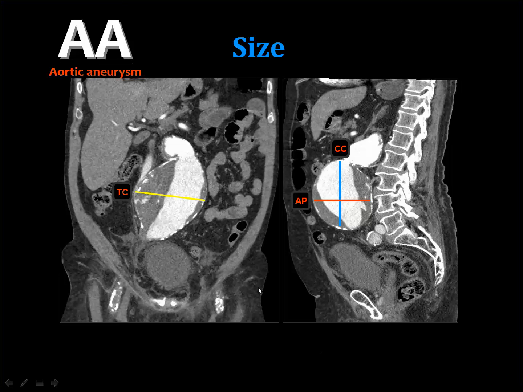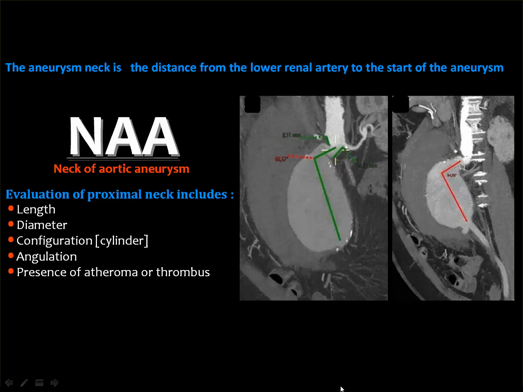The size. You measure the size of the aneurysm in all three orthogonal planes, the transverse, the anteroposterior, and the craniocaudal diameters. Then what is the neck of the aneurysm? You see the aneurysm and you go above to see the lower renal artery, the renal artery which is more proximal to the aneurysm. And you measure the distance between the lower renal artery and the aneurysm.